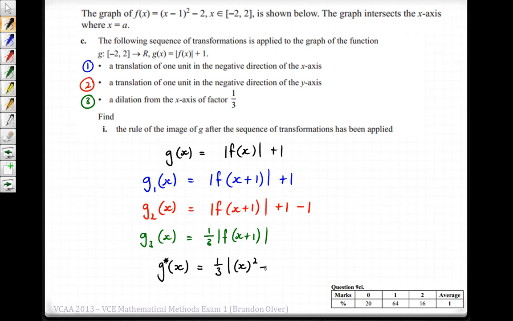So I might just need to explain what that is. Wherever we've got x, we put x plus 1, and there was already a minus 1 there. So these two cancel each other out, just leaving x squared minus 2 in the absolute value, which is just equal to a third of the absolute value of x squared minus 2. And that's the answer to the image of g after our sequence of transformations is performed.